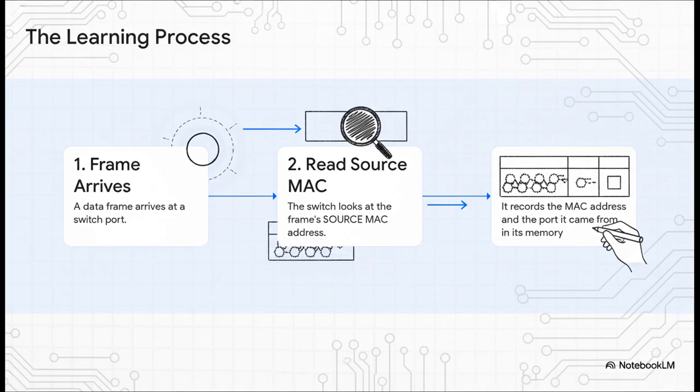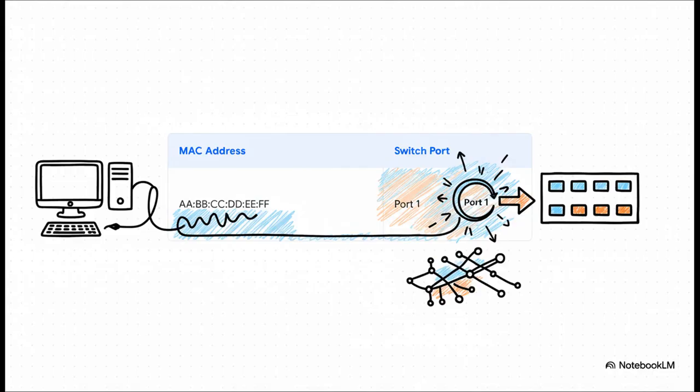It just asks, okay, who sent this? And step 3, the instant it sees that, it jots it down in its memory. It says, got it, this MAC address lives on this port. So let's say a computer with this example MAC address sends some data into port 1. Instantly, look at the table. The switch creates an entry. Boom. It now knows for a fact, hey, that device with that fingerprint, he's over on port 1. It's literally building its map of the world one tiny conversation at a time.